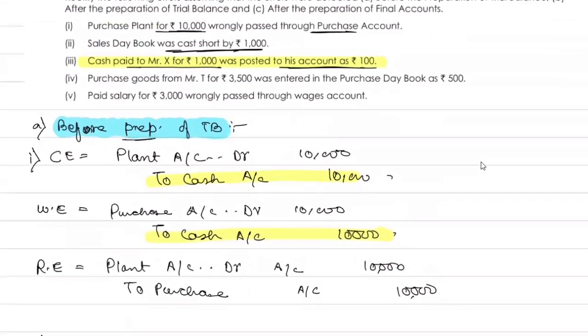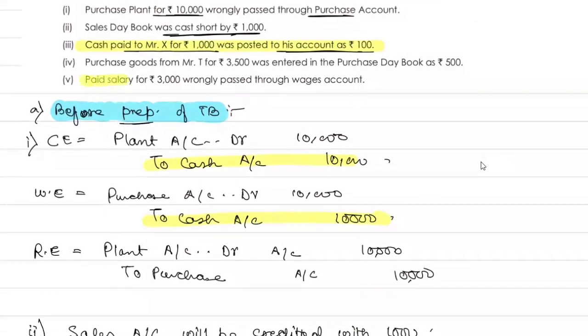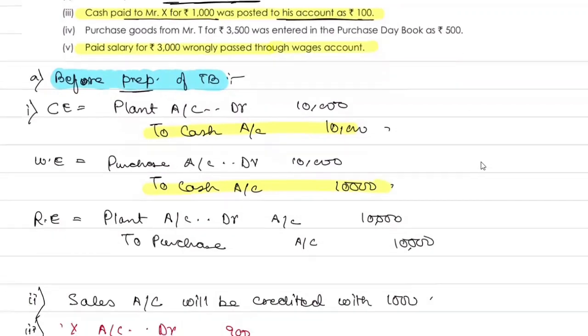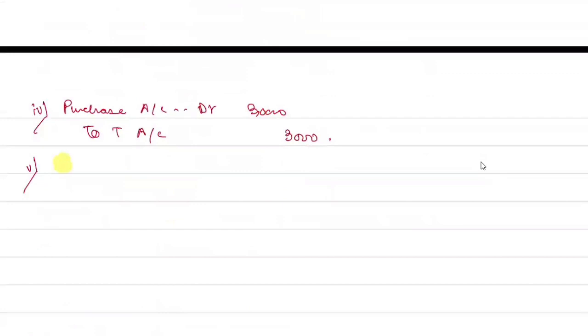Now the fifth one. Sanjana बताइए. Paid salary of 3000 wrongly passed through wages account. सैलरी दिया सर, सैलरी है लेकिन वेजेस अकाउंट से पास कर दिया. बताइए. बहुत इजी है. सैलरी अकाउंट डेबिट टू वेजेस अकाउंट, 3000. हाँ, वेरी करेक्ट. 3000. Correct.